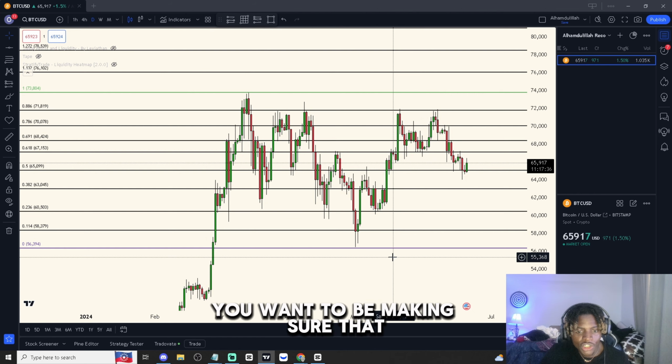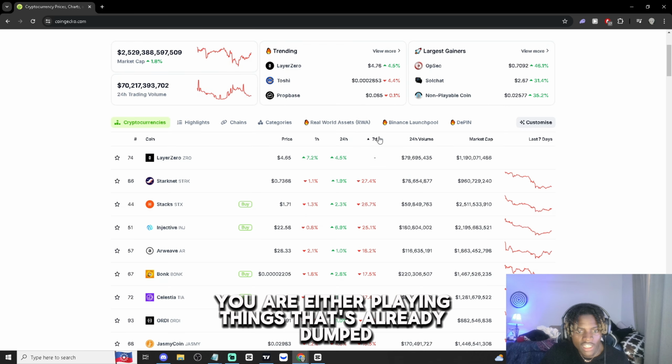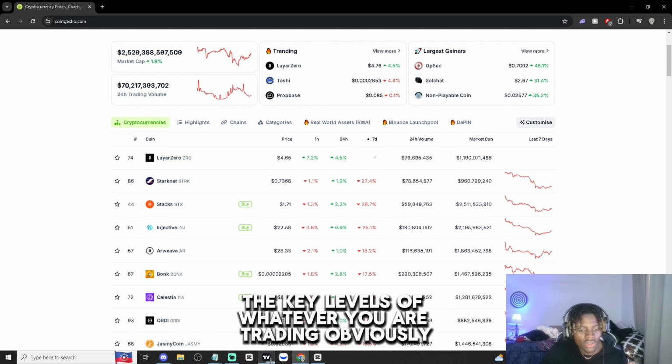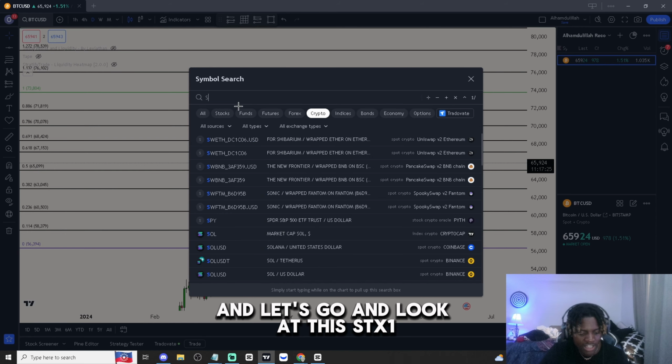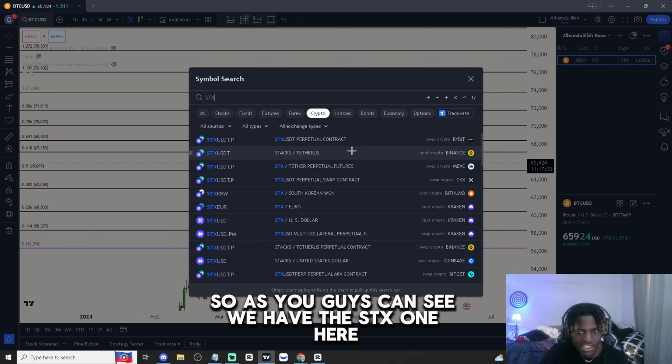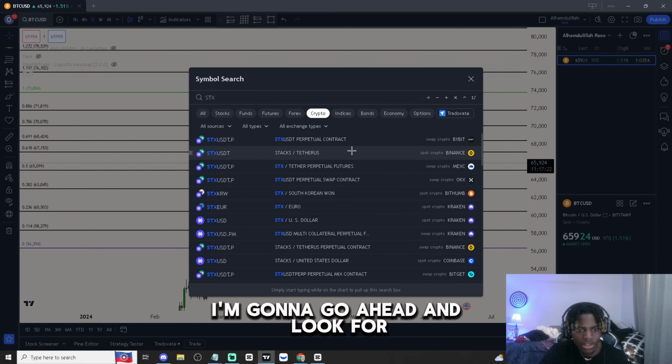You want to be making sure that you are either playing things that have already dumped, or that you do know the key levels of whatever you are trading, obviously. So let me drag this over here and look at this STX one. As you can see, we have the STX one here. I'm going to look for the one that makes sense. So we'll just do the Tether one for now.